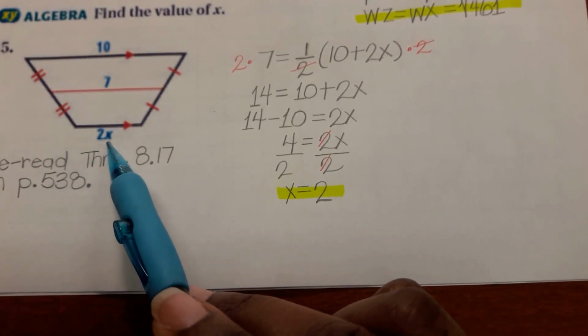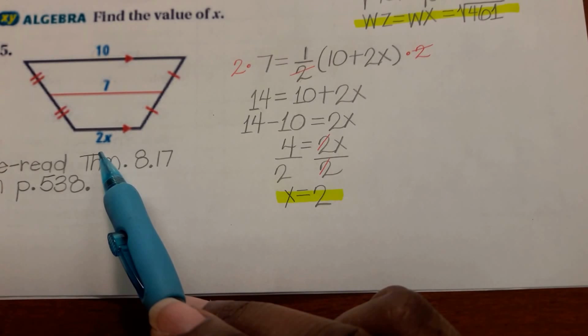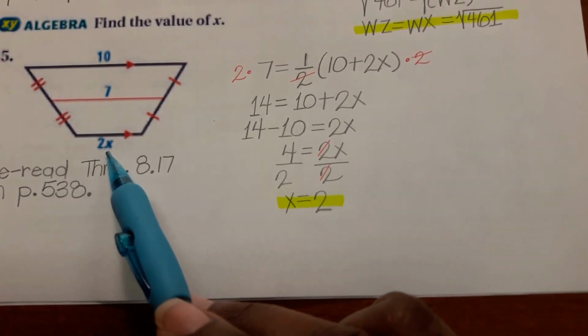So what would my answer be for this segment? Would it be a number bigger than 7, smaller than 7, or would it just be 7? What would it be?